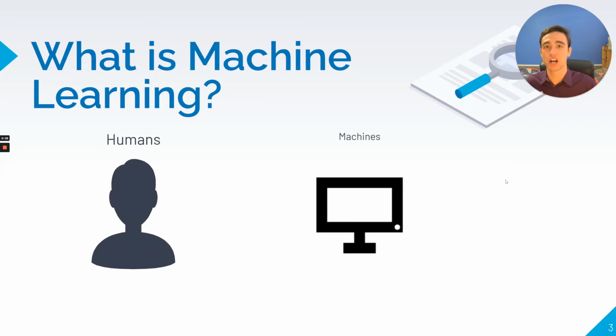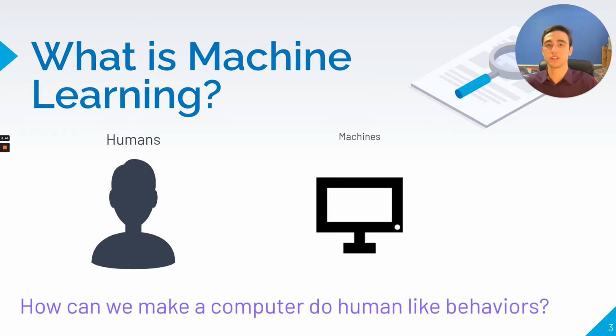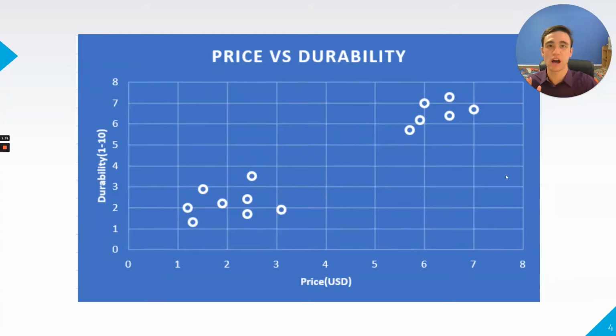Now we're going to talk about machine learning and what it really is. It comes from this need to answer this essential question, which is, how can we make a computer do human-like behaviors? We need computers to be able to process large amounts of data to make inferences that are useful and meaningful in our everyday lives. But how are we able to do this, and what does this mean for us? We're going to look at a simple algorithm.